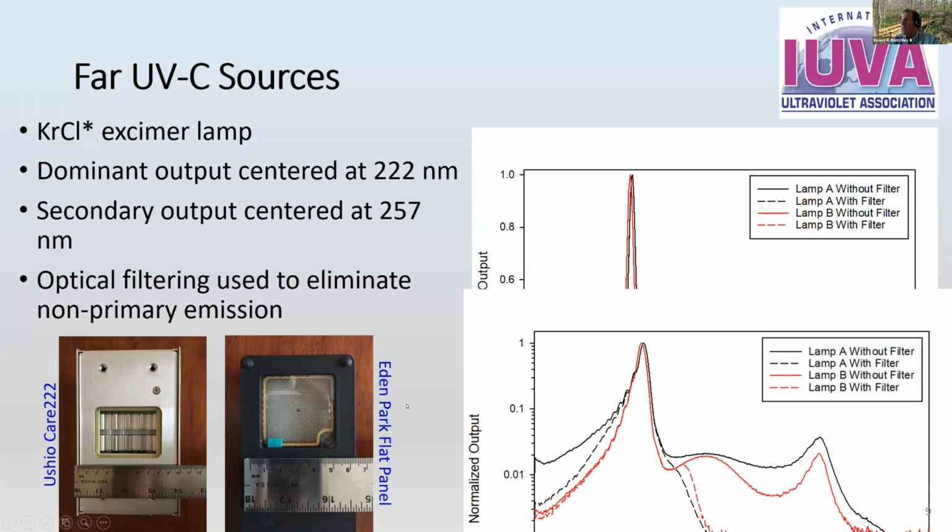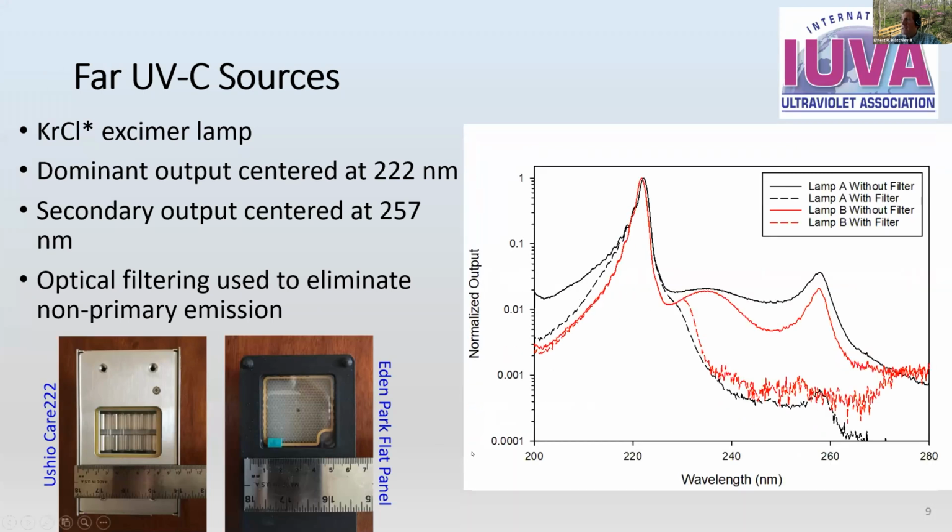Here's the same information on a log scale, just to give you an idea of, first of all, the secondary peak that exists over here and the effects of the filters. The filters are illustrated by the dashed lines, and you can see that the filters do a pretty good job of isolating the 222 output.